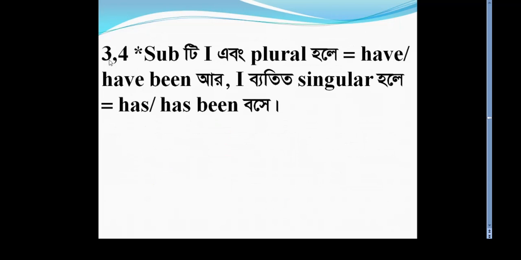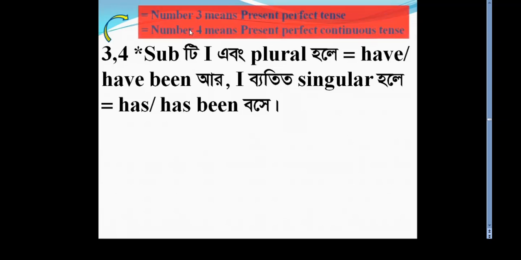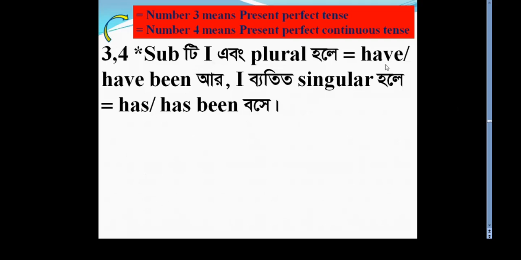in the number three and four, we know the number three means present perfect and four means present perfect continuous tense. Here we see when subject is I or plural we use auxiliary verb have or have been, and another except I, when subject is singular we use has or has been. In Bengali I say jokhon amra dekhbo subject ti I ebong plural tokhon amra auxiliary verb hishebe have ebong have been byabohar korbo ebong subject ti jokhon I byatito singular hobe tokhon amra has othoba has been byabohar korbo.